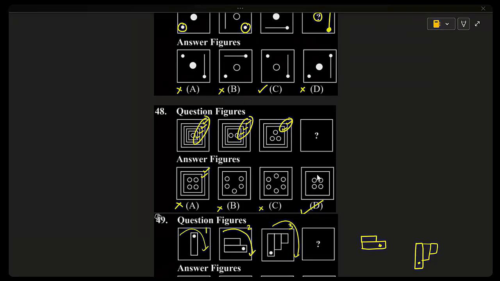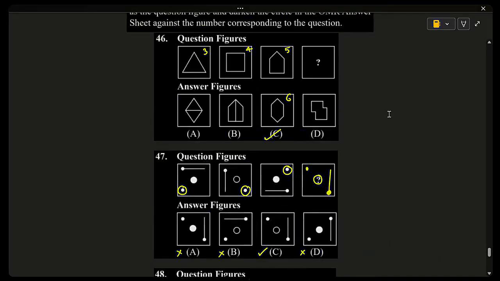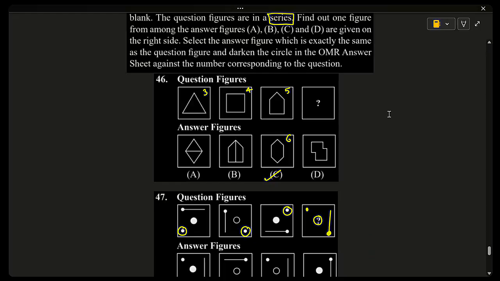Aditi, yes. Sir, 46th question. 46th one, very simple. You count the number of sides in the polygon. 3, 4, 5. Next we expect 6. It is there in option C. Okay? Okay, sir.